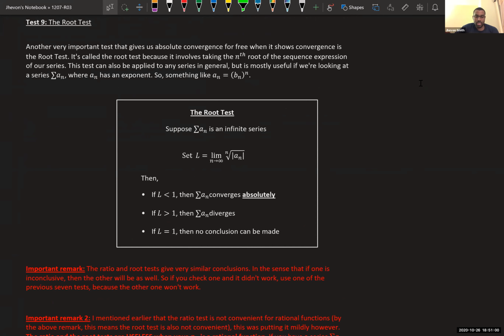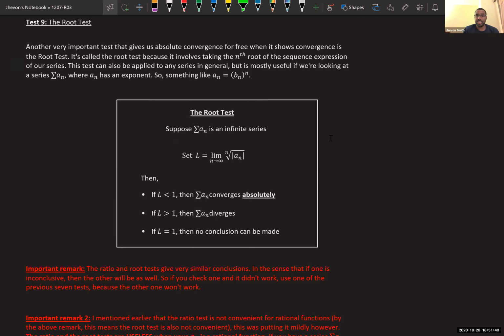This guy is very convenient. This guy can work with anything, even when the a_n hits 0 at some point. It's most convenient if you're looking at something to the power of n, or maybe a linear power can work as well, because you can always factor off the pieces, right? So suppose a_n is an infinite sequence. What you compute is a limit, but instead of the ratio that we did before, you take the nth root of the absolute value of a_n. It turns out that conclusions very similar to the ratio test will take effect.